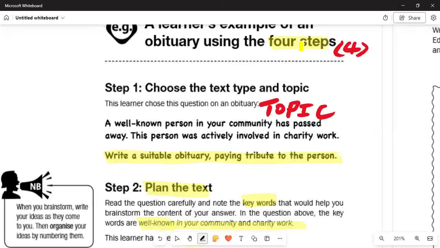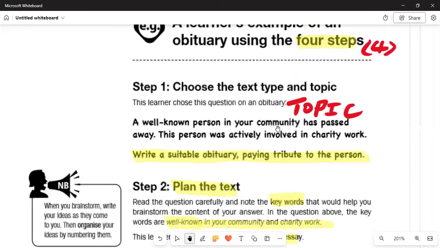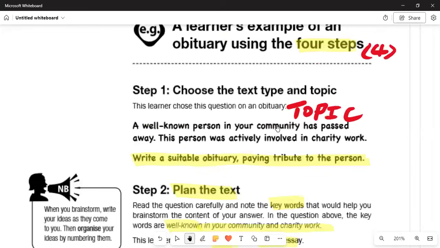So step number 2, you need to do what? To plan the text. So how do you plan the text? Let us see. You read the question carefully and note keywords that will help you to brainstorm the content of your answer. In the question above, the keywords are well known in your community and the person is doing some charity work. We have said that the person is well known and is involved in doing charity work. So those are the keywords.